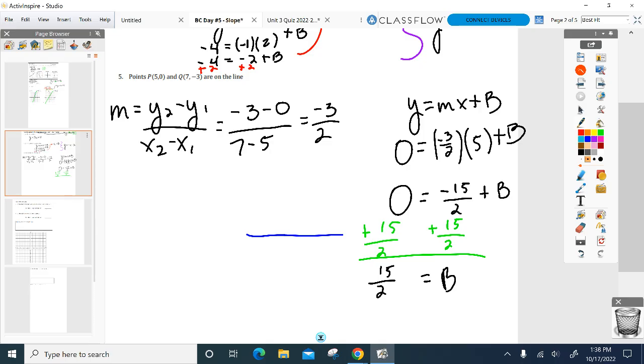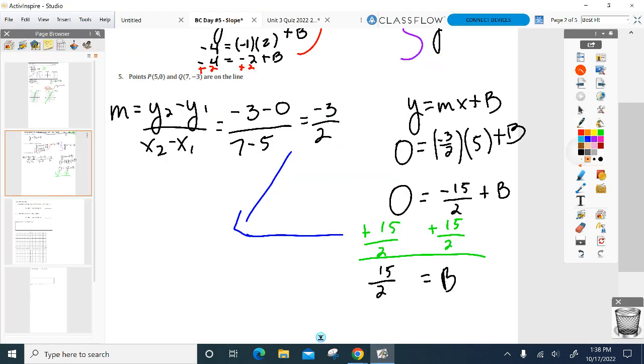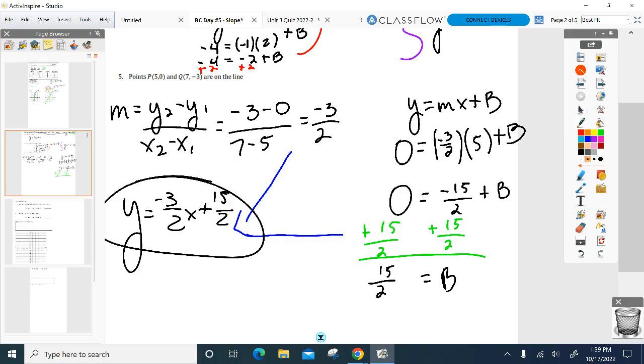All right, let's put them together now. What are we looking at for an equation? Y equals -3/2 x plus 7.5. Perfect. I'll use my 15/2. Got it. There we go. All right, great job, everyone. Any issues? Finding slope, use the formula. Y-intercept, your b value, use y equals mx plus b.